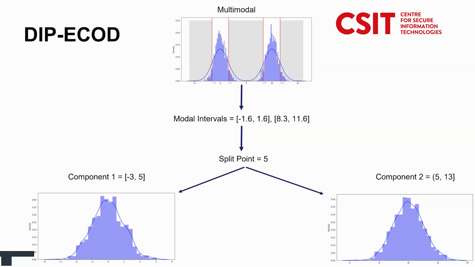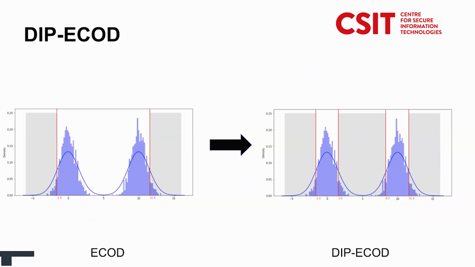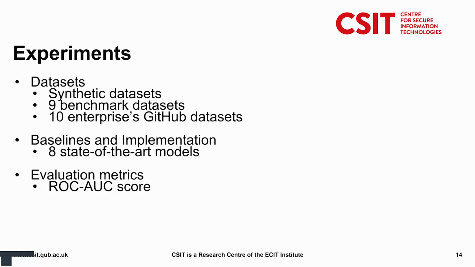And then we apply ECOD. So as you can see here, previously, ECOD could only identify the outliers at the tail of the distribution. And our improved method, deep ECOD, can not only identify the outliers at the tail of the distribution, but also between the modes. So I think you guys have had enough of the technical part.